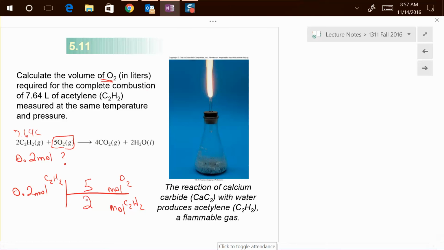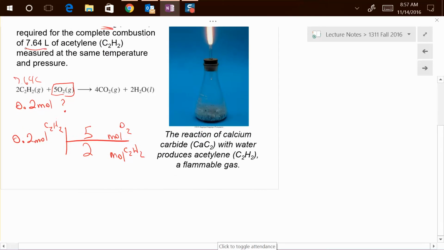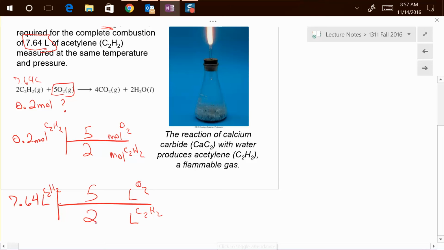They didn't give me the moles, they gave me the 7.64 liters. So how am I going to do this if it's not in moles, if it's in liters? Well, I go to the liters of O2 from the liters of C2H2. How many liters go on top? That's how I'm going to do it. That's how I'm going to relate these. You do it in the same way.